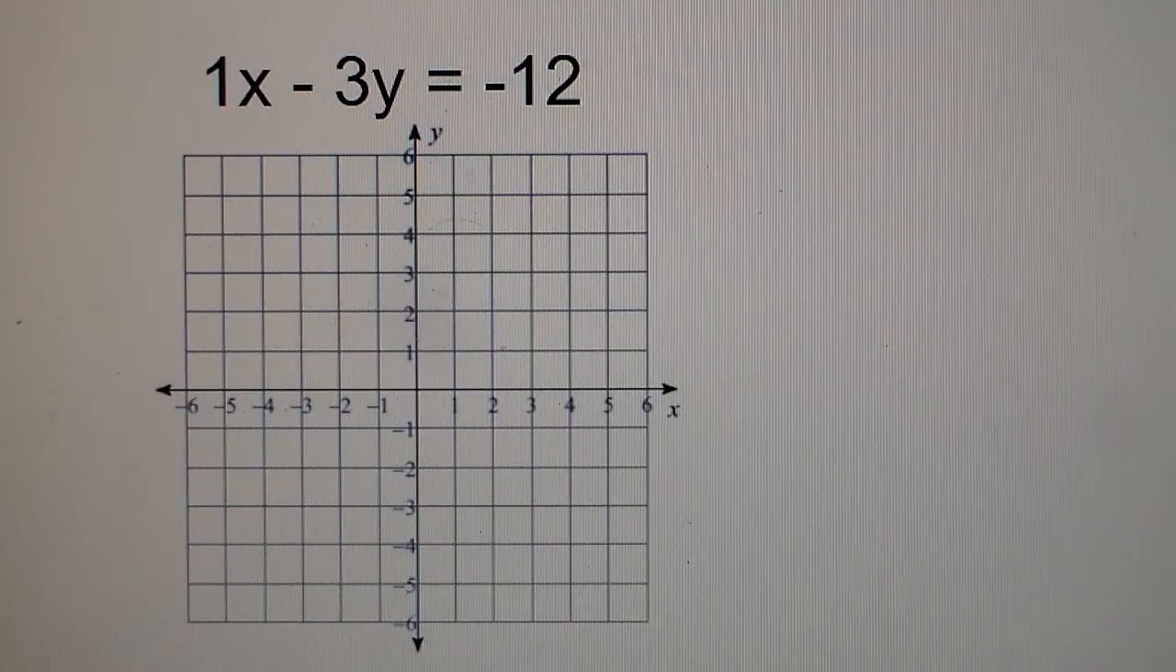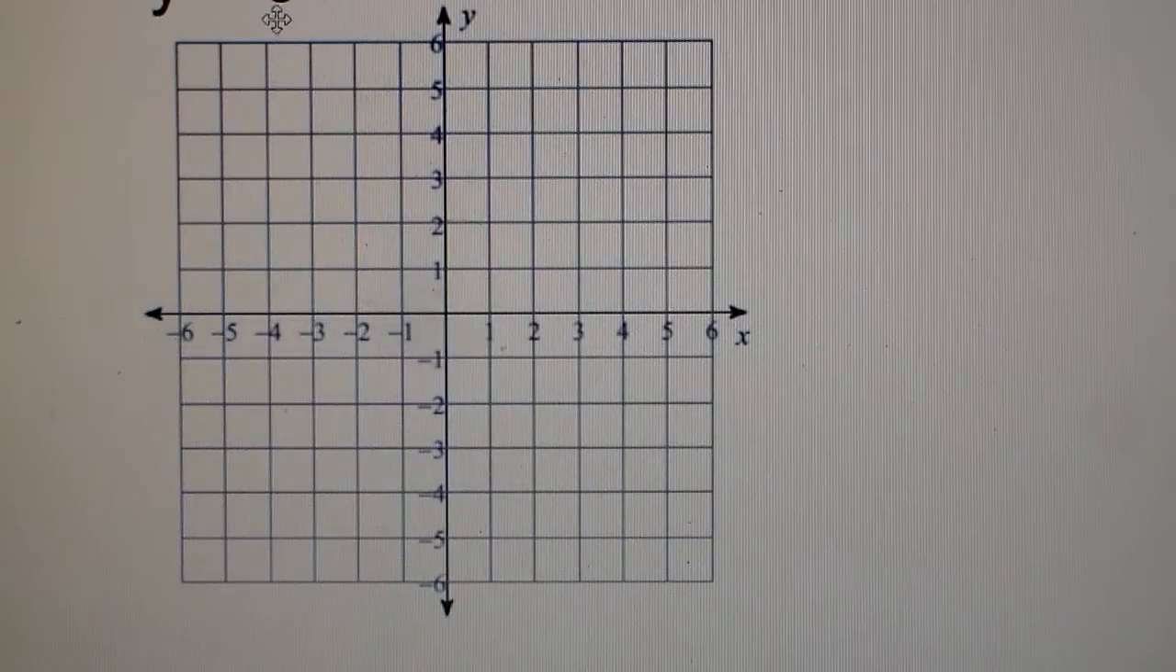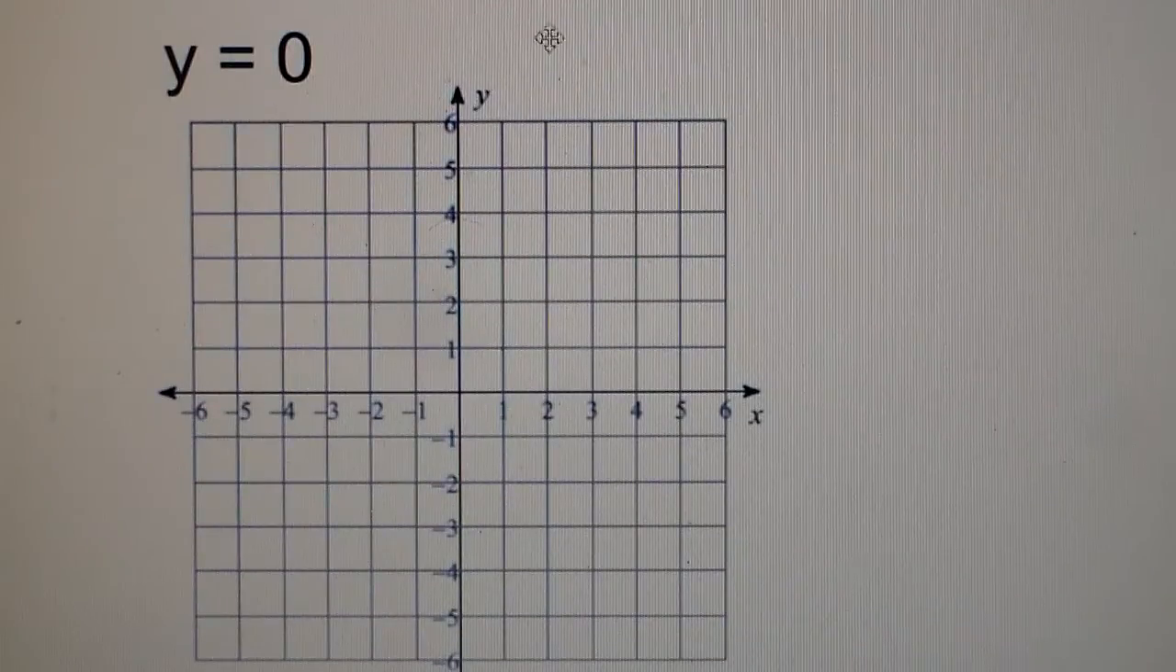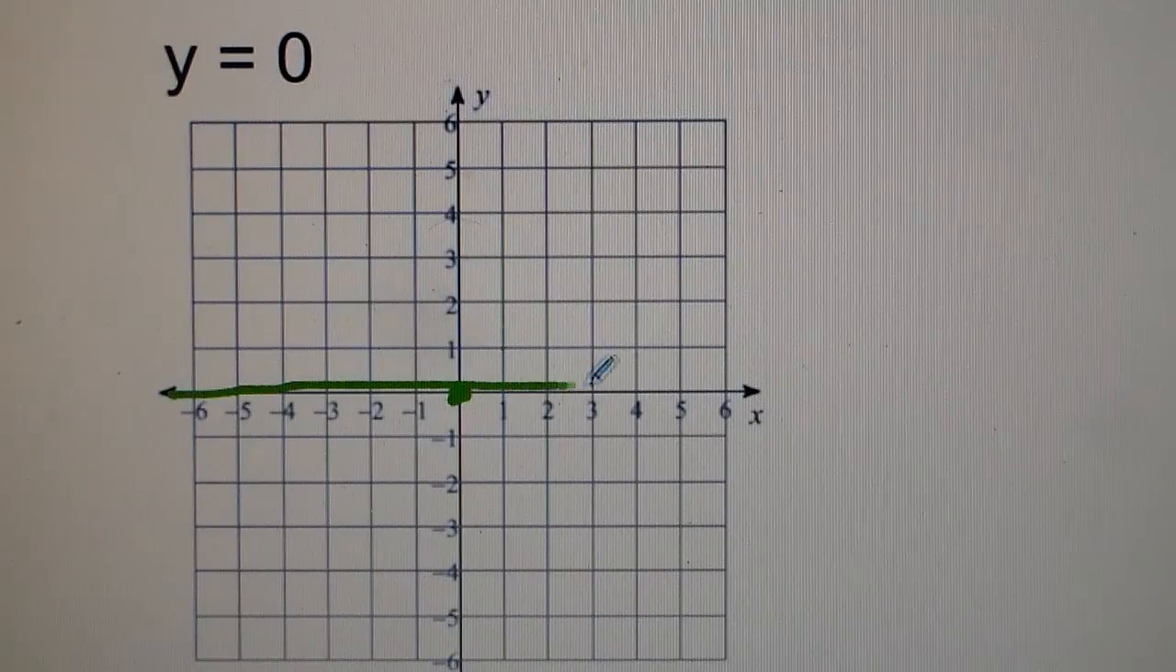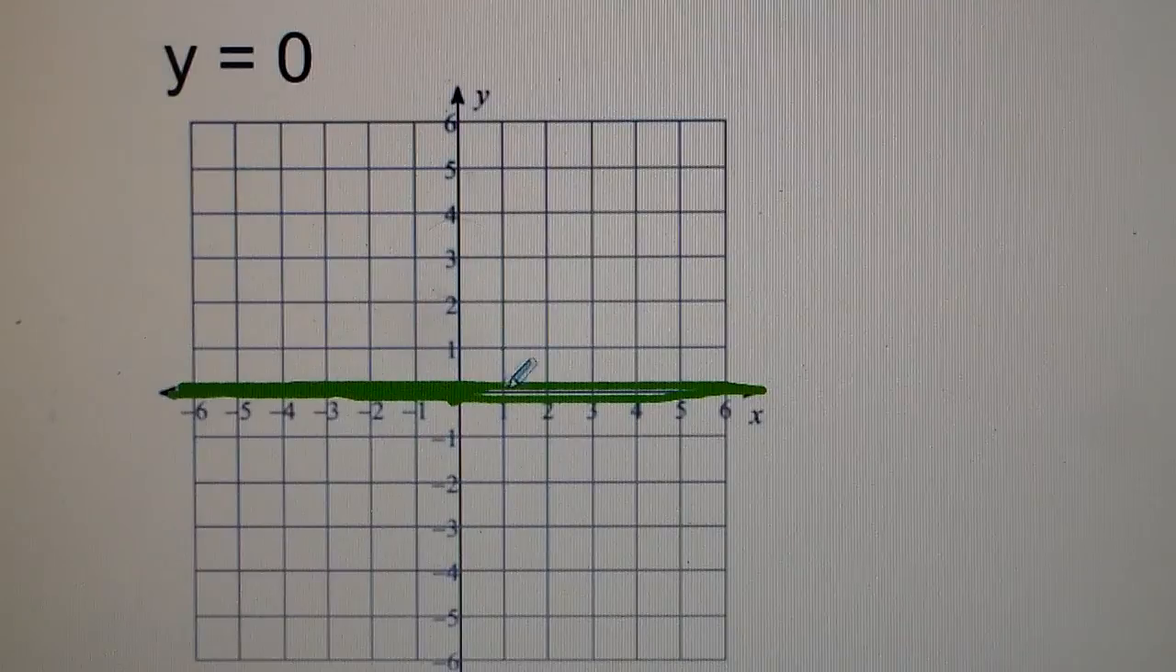There's another one you guys can do on your own. What if we have y equals 0? Now y equals 0, you plot a point at 0 on the y-axis. Anytime it says y equals, you have to do a horizontal line. So anytime it's y equals, it's a horizontal line. You just have to remember that.